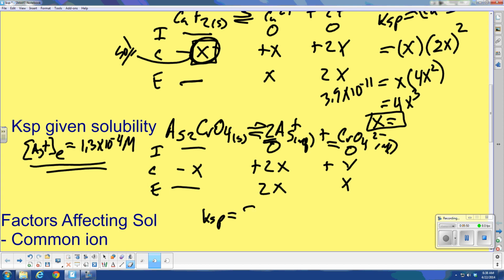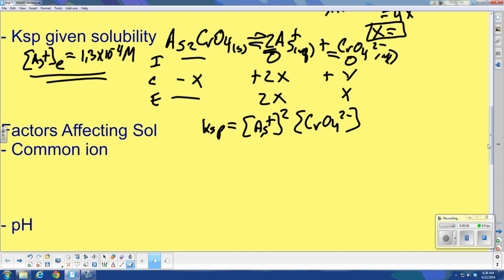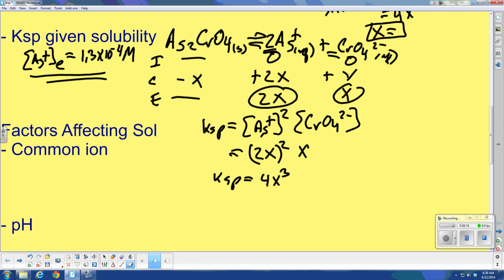I always like to write these out first before I substitute. Silver squared times my chromate, right? There we go. And then we're going to substitute here. So here's my silver, so 2x, and I have to square it. And here's my x. So my KSP is equal to what? 4x cubed. However, what do I know?